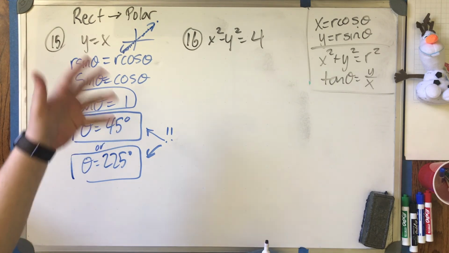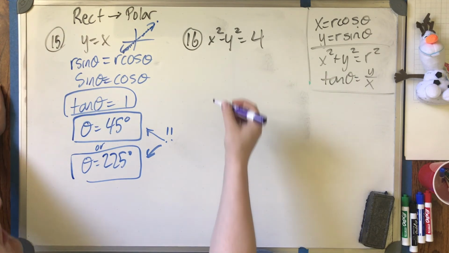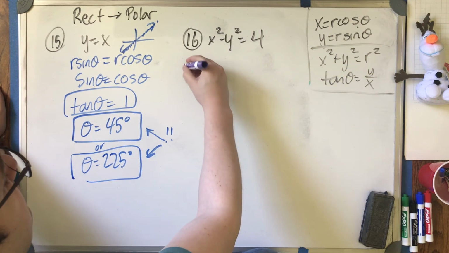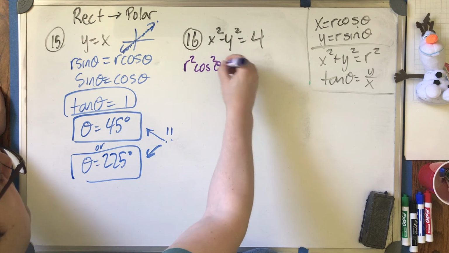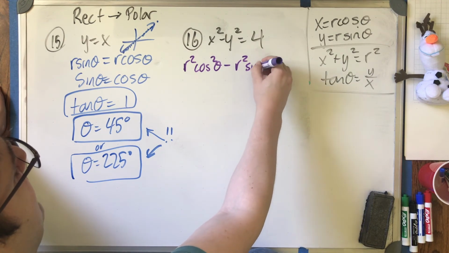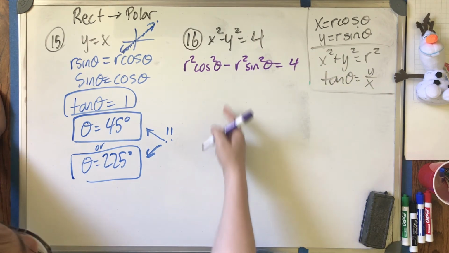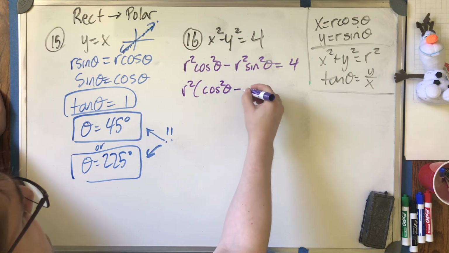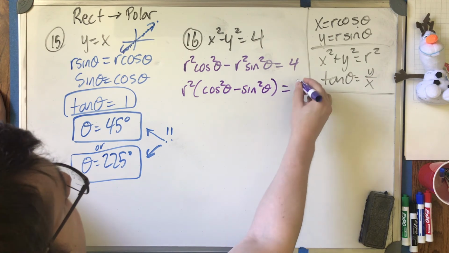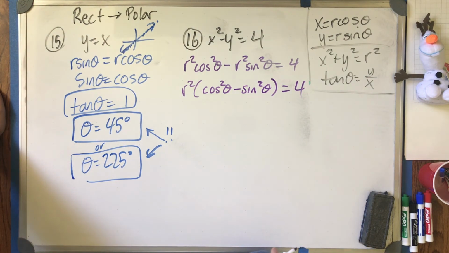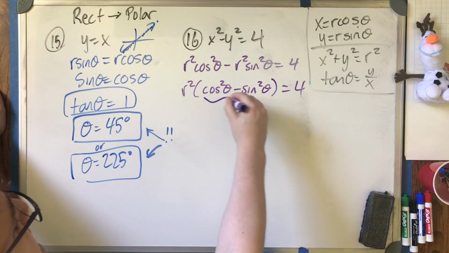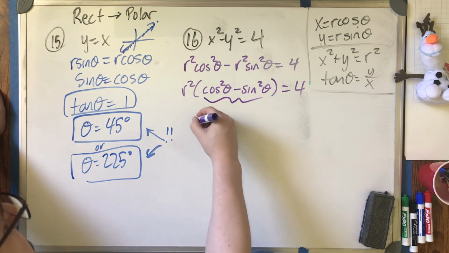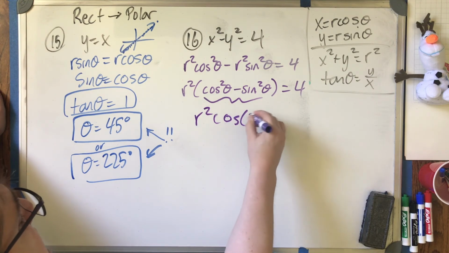16 isn't super hard, it's just kind of annoying, if I'm being honest with you. I'm going to plug in x squared and y squared, so I'm just going to square everything. So I'm going to get r squared cosine squared theta minus r squared sine squared theta equals 4. And I'm going to factor out an r squared. So I'll get r squared times cosine squared theta minus sine squared theta, and that equals 4. And let's see here, this is an identity. I know you've forgotten about them, but they still exist. And that's actually cosine 2 theta.